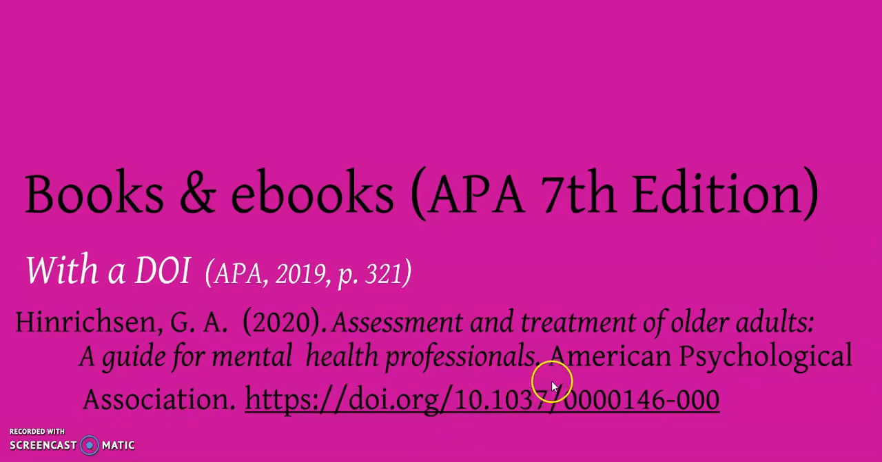Following the title, you'll include the name of the publisher. One thing that you'll note is in the APA 7th edition, there is no longer a need to include the city or the state of the publication. After the name of the publisher, we're going to include the DOI. The form of the DOI that is recommended starts with an HTTPS, doi.org, then a slash, and then the individual DOI. One of the biggest changes for the 7th edition is that you can now have hyperlinks in your reference list citations.